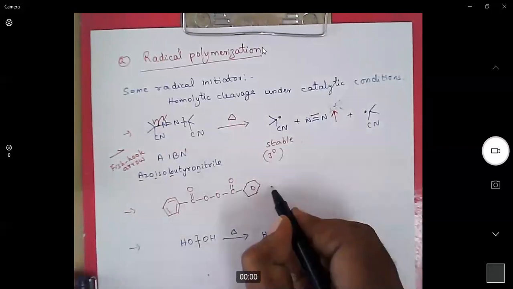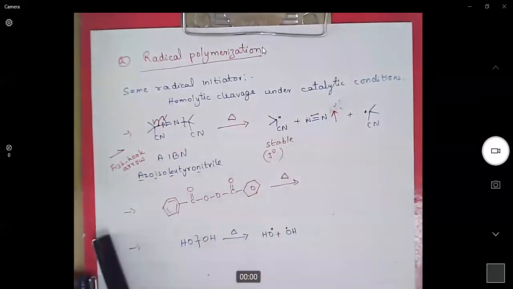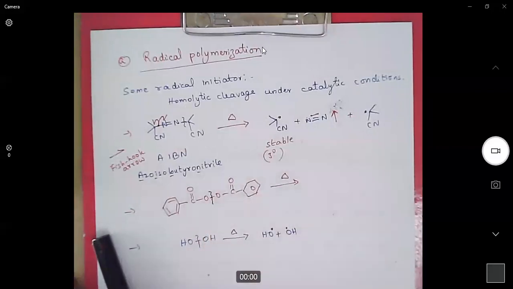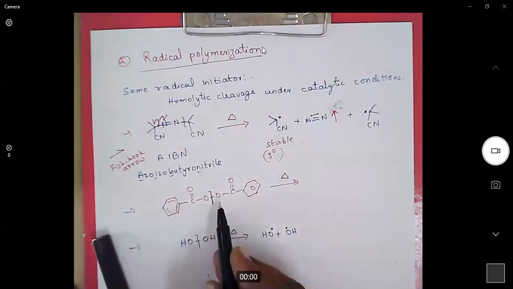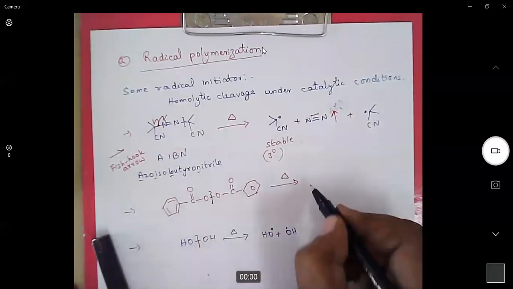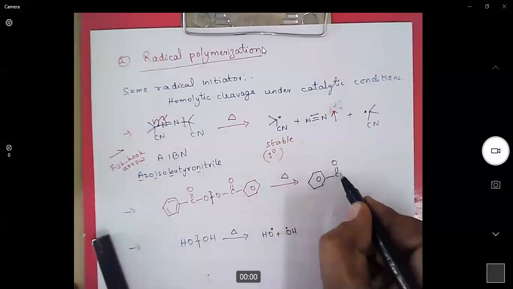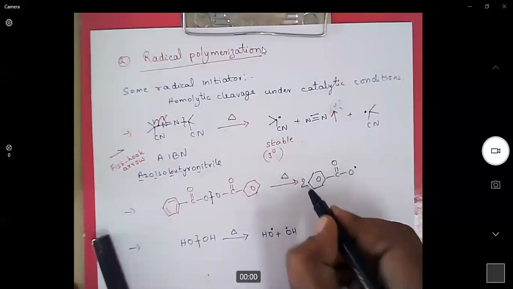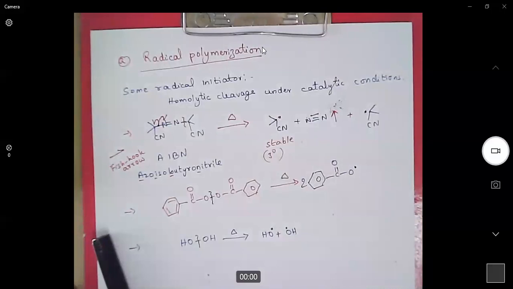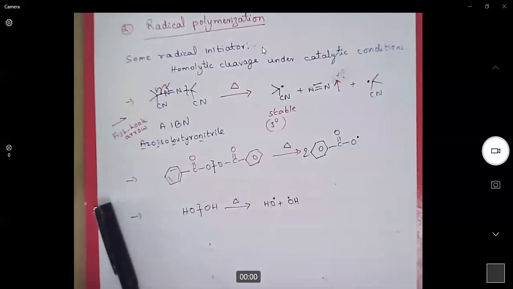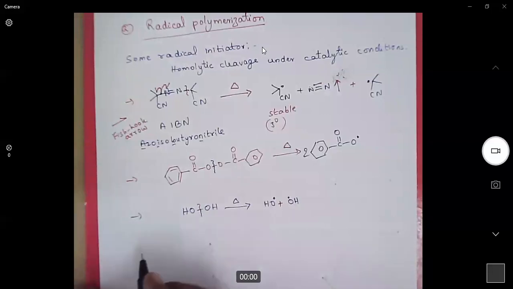When it is treated under thermal conditions, what happens? It will undergo homolytic cleavage between the peroxide bond. The oxygen-oxygen bond is called the peroxide bond. So that peroxide bond will undergo homolytic cleavage. So it generates two molecules of carboxylate radical. This is how we generate radicals in an organic reaction.